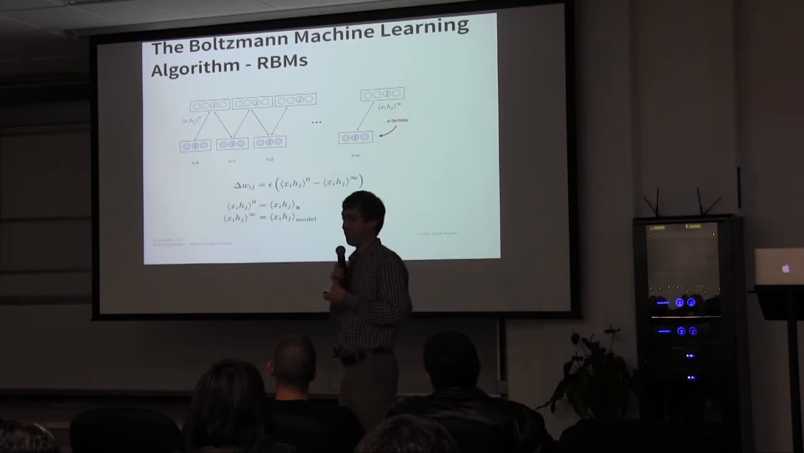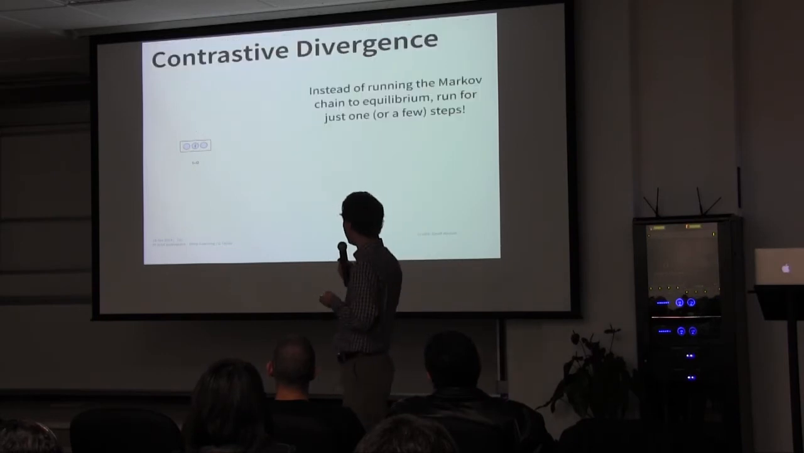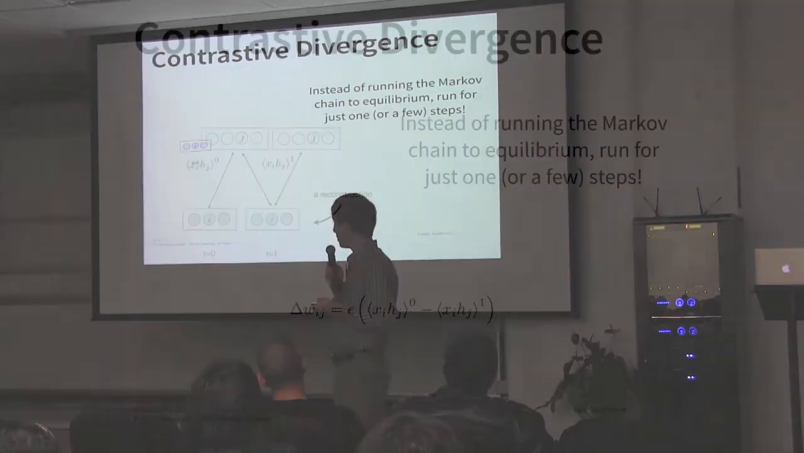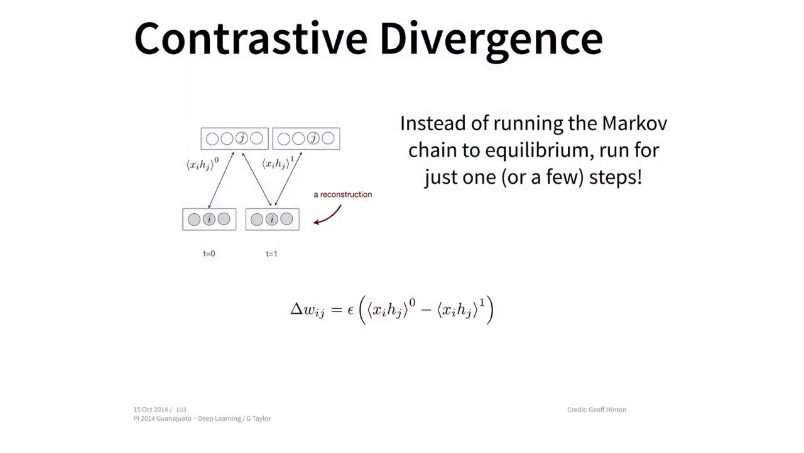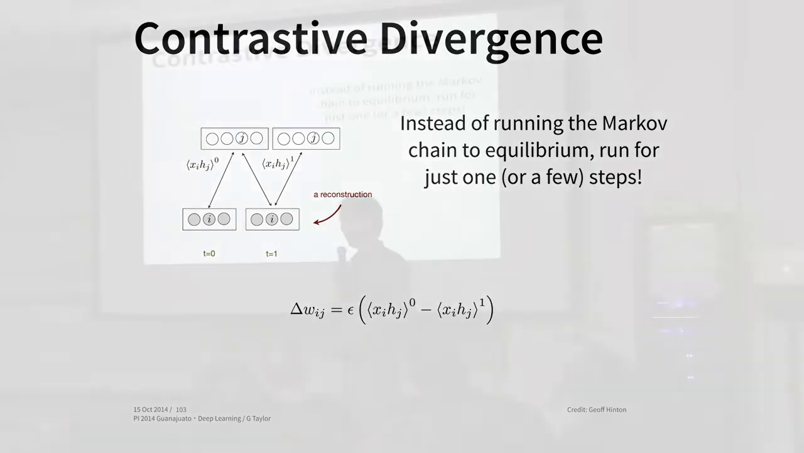So this is something that would take a long time to do, to update the model. So there's a simple trick, and it's called contrastive divergence. Contrastive divergence just says, why don't we just take the data, map it to the hiddens, measure the correlations, reconstruct it, and then go up one more time, and just stop there.